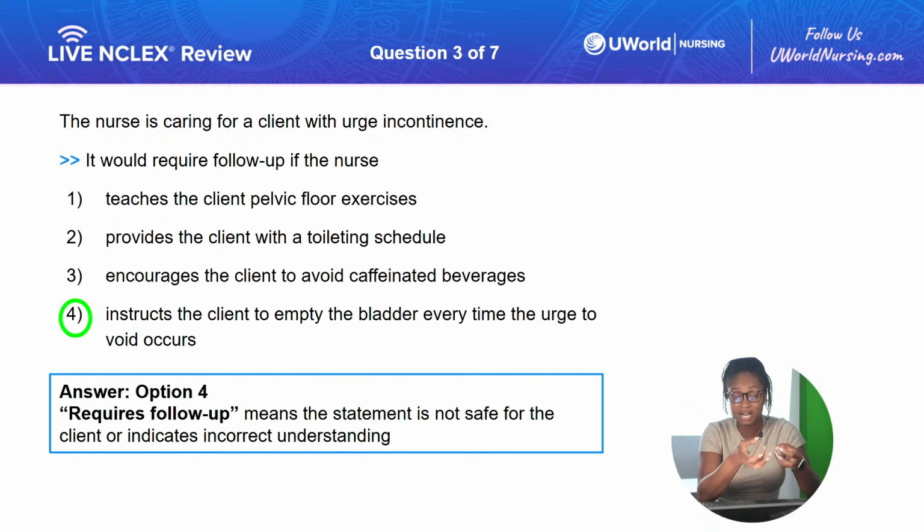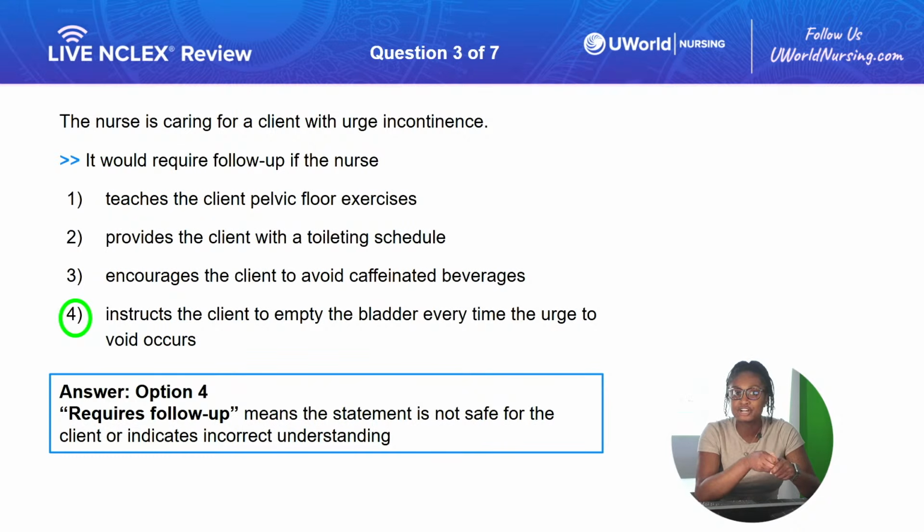And sometimes they have that incomplete bladder emptying because that urge is happening so often because that bladder muscle is just being spasmodic. So in order to prevent this, we put them on a toileting schedule, which is option 2, to kind of help retrain the bladder so the client can go on demand whenever they want the bladder to go. Not that urgency every few minutes. We want to retrain the bladder. Option 1, teach a client pelvic floor exercises. Again, this is going to be a correct teaching point, and this goes with teaching that bladder to go on their demand and not on that involuntary urge demand.